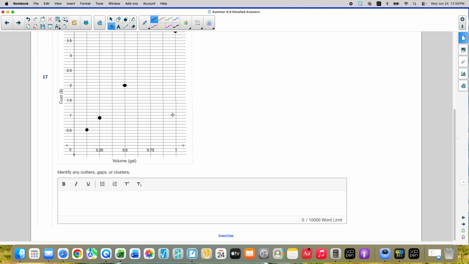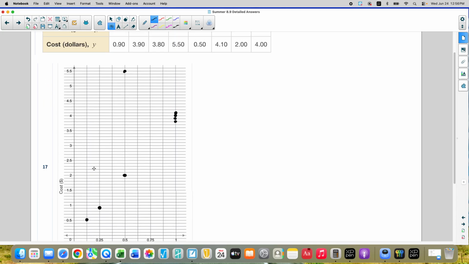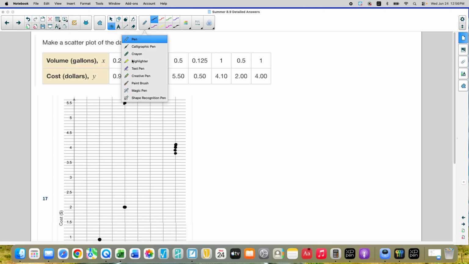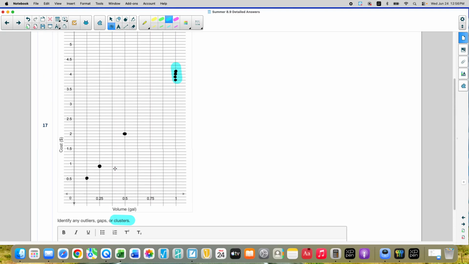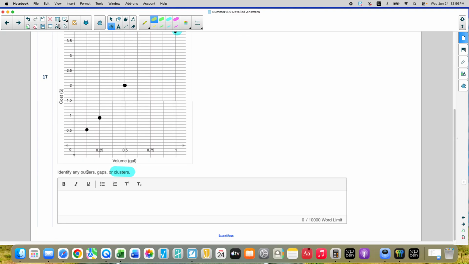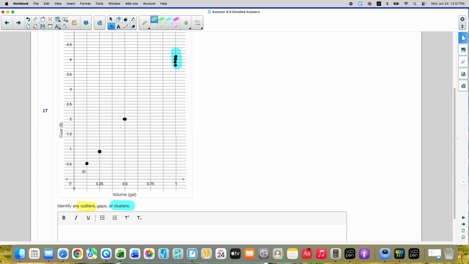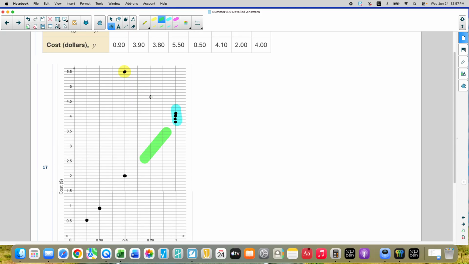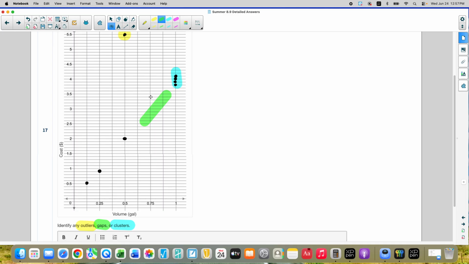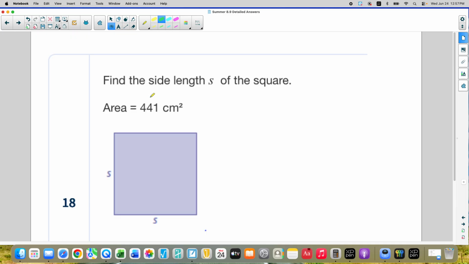Okay, so now outliers, gaps, clusters. All right, so the easy one to see is the cluster. This is a cluster. We have an outlier now. So this is going to be our outlier. And gap, technically, could that be considered a gap in here? Maybe. Yeah, there are no values in between there. So that would be my answers.